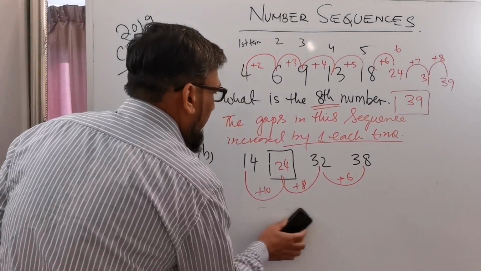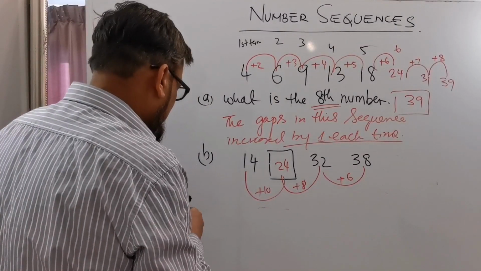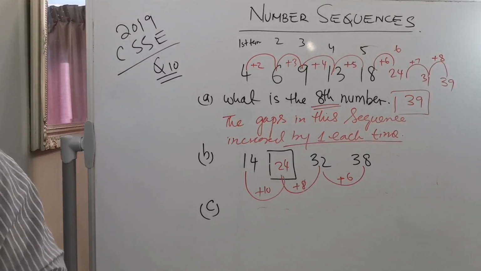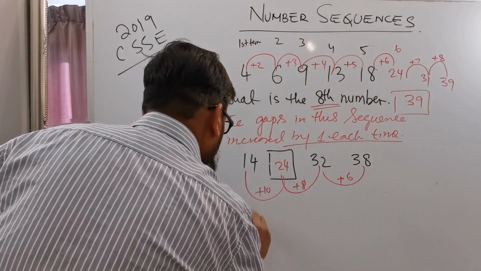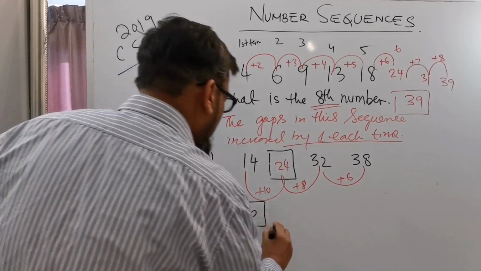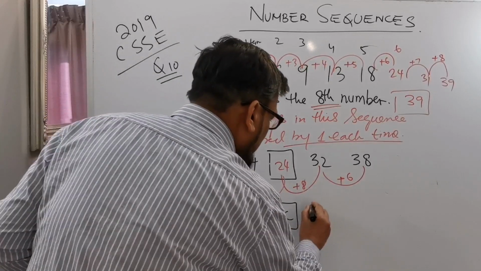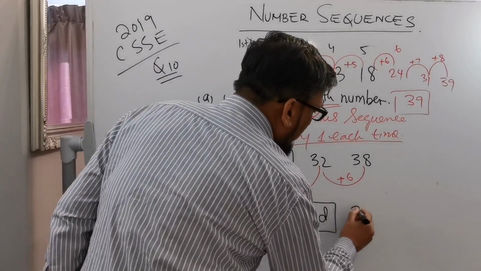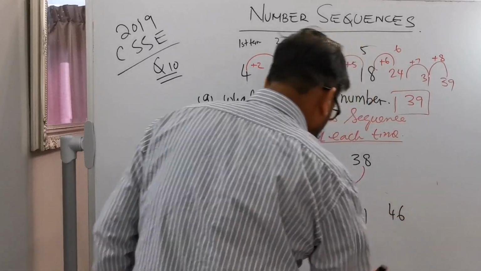Now, part C is a bit tricky, but we can solve it easily. Here they're giving you B, this is one more number C, and this is the third number D, and then 31 and 46.